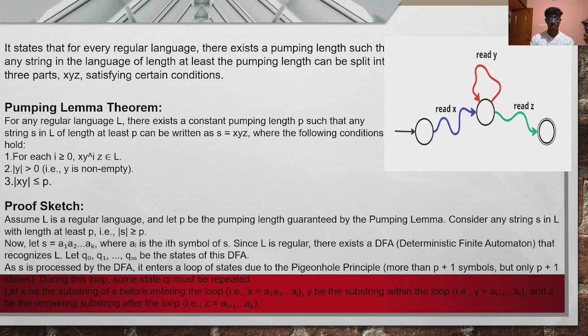As s is processed by the DFA, it enters a loop of states due to the pigeonhole principle: more than p plus 1 symbols, but only p plus 1 states. During this loop, some state qi must be repeated. Let x be the substring of s before entering the loop, that is x = a1, a2, up to aj. Let y be the substring within the loop, that is y = aj+1 up to al, and z be the remaining substring after the loop, that is z = al+1 up to ak.